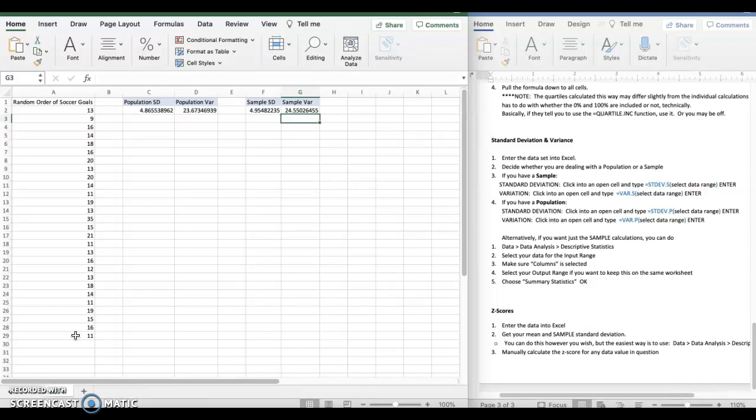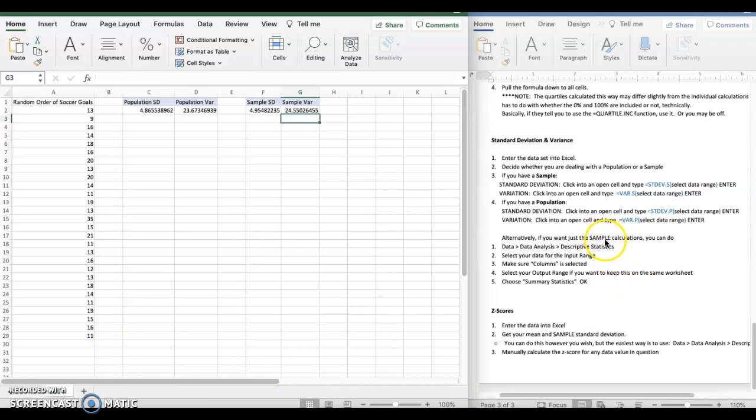Please be very, very careful in the wording of your questions. It will either tell you which one of those to use, or it will somehow specify that you have a sample or that you have a population, and you need to use the associated correct formula when you're calculating those, or you could get the problem wrong.